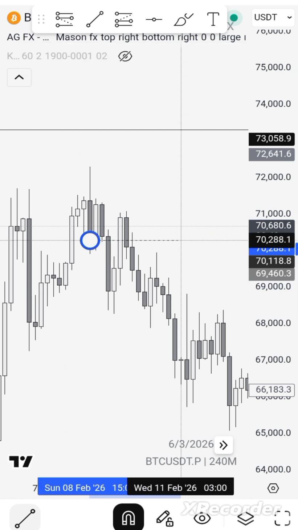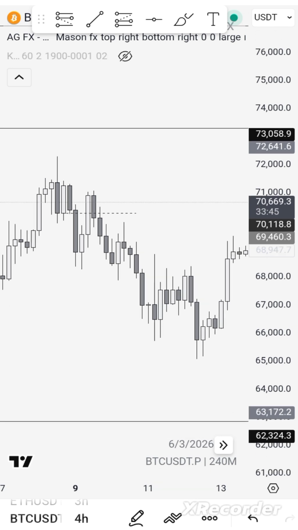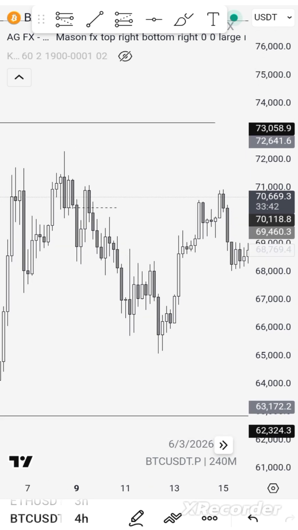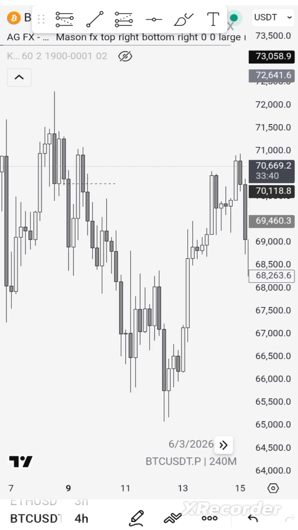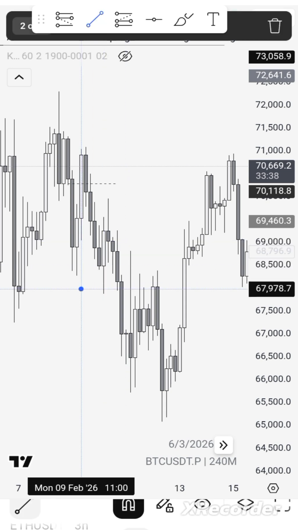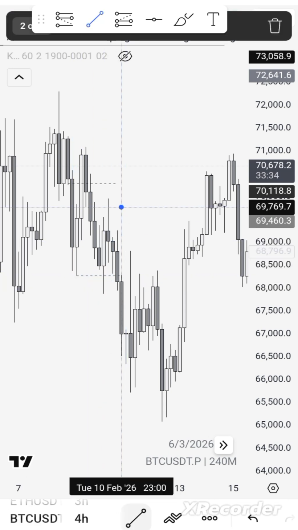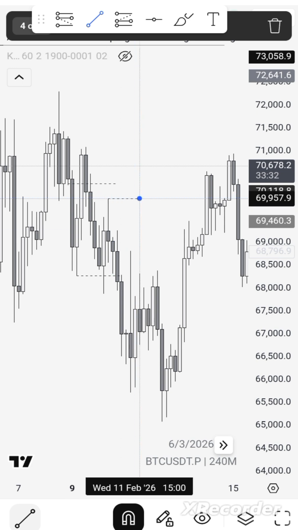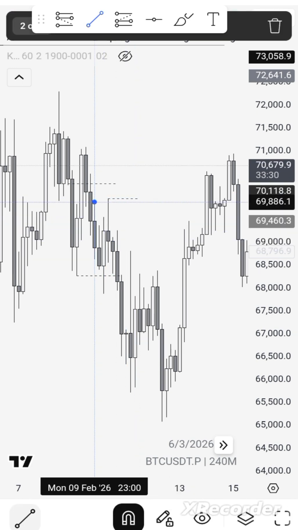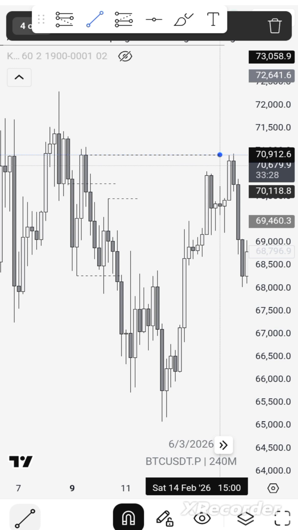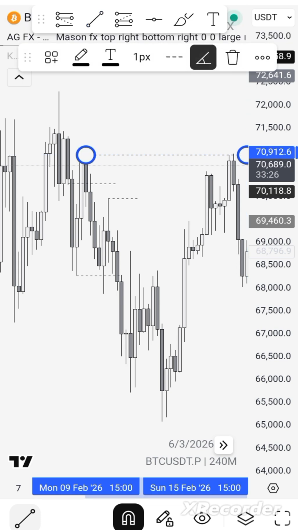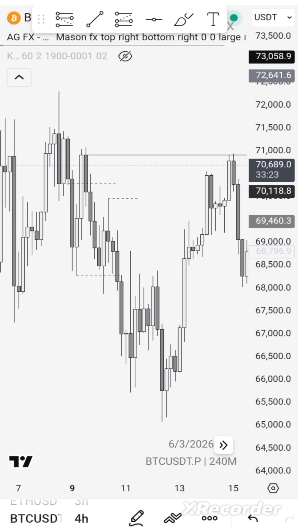Now, this is my rejection. Can you see the zone I marked on daily time frame? Price is reacting from it on the 4 hours. Now, where is my breakout? I have my breakout here. Can you see my breakout here? This is my breakout. This is my first pullback, right? And then this is my apex. Can you see my apex now?